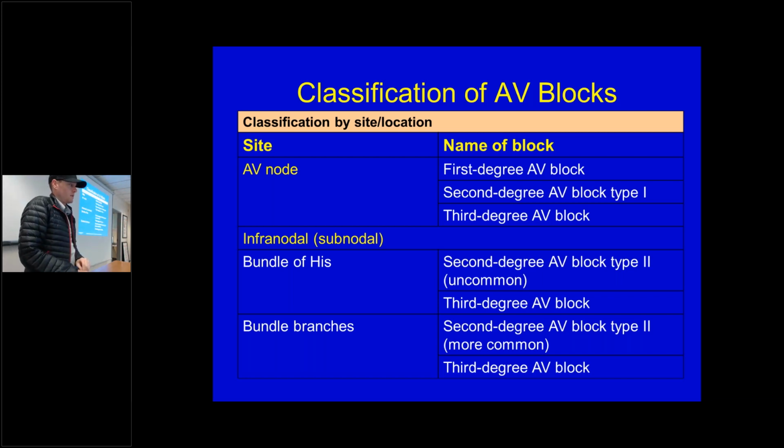So second degree type 2. Second degree type 2 is lower, so it creates this delay in the ventricles and creates a wide QRS complex. It's never in the AV node. The type 2 is not, no.